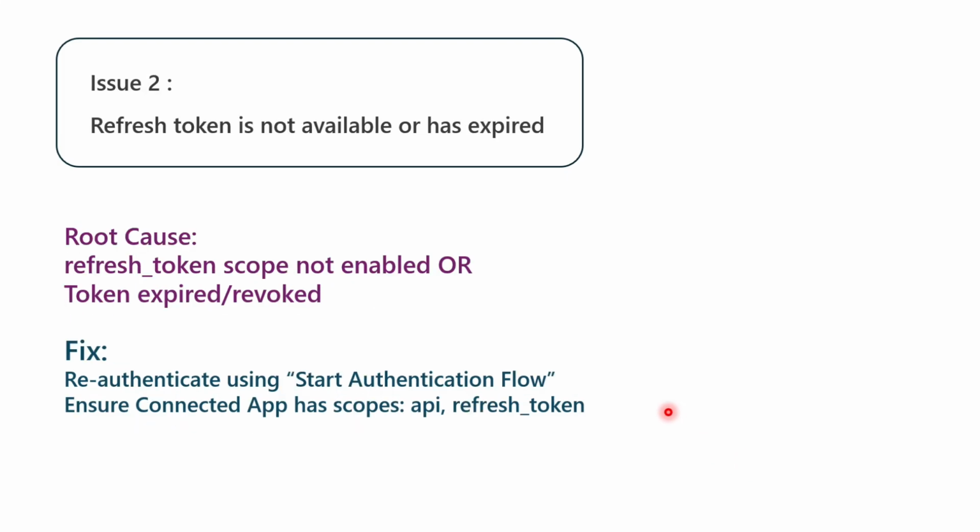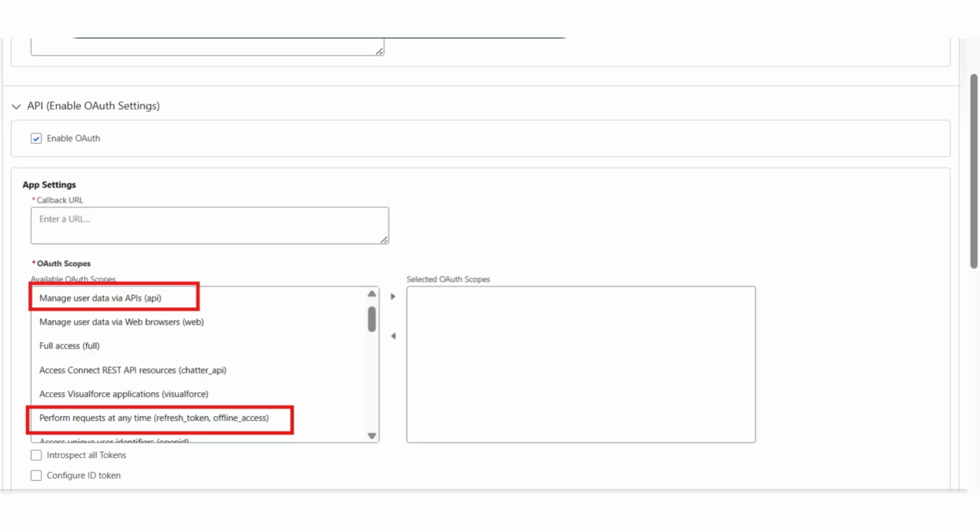Coming back to the question, issue 2 can be you have authenticated the flow, but your refresh token has expired. Now it is not available. This one is tricky because it works once and then suddenly fails. And in your debug logs, you won't see retry attempts. So the root cause would be in your connected app, when you are configuring the connected app, you haven't included the scope, that is API and refresh token. So you have to include these 2 scopes in your connected app.